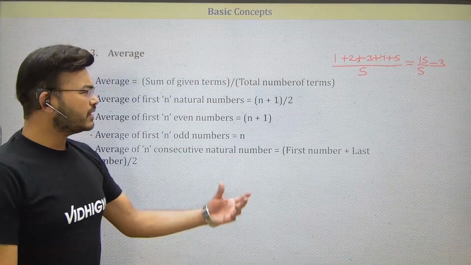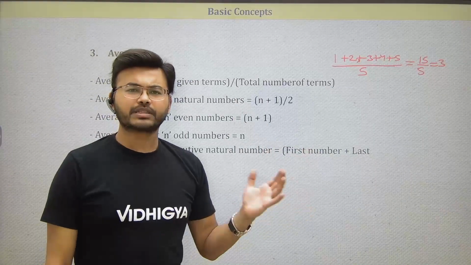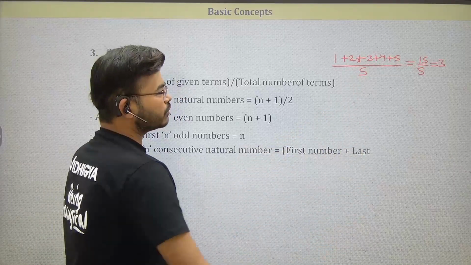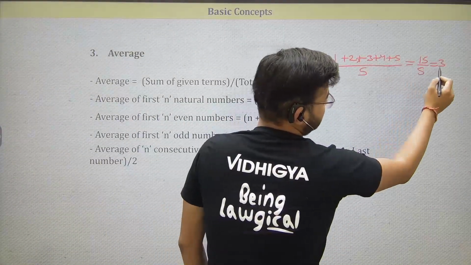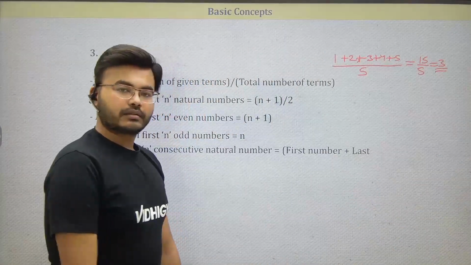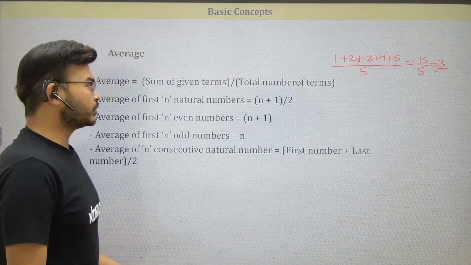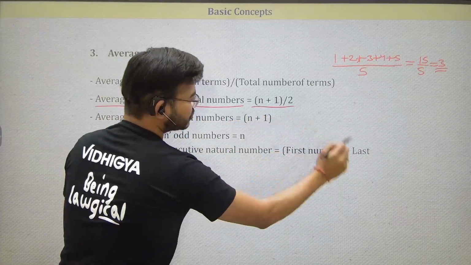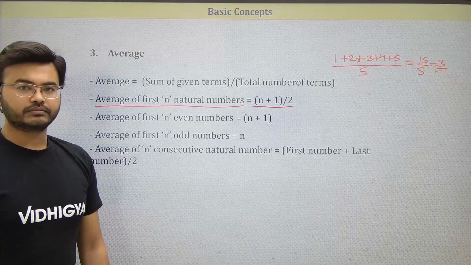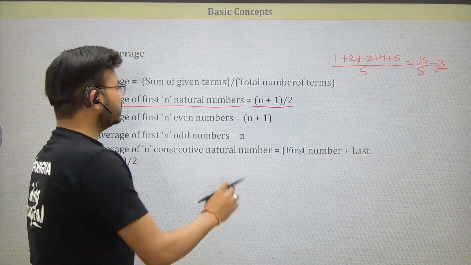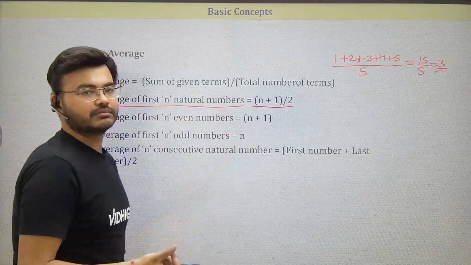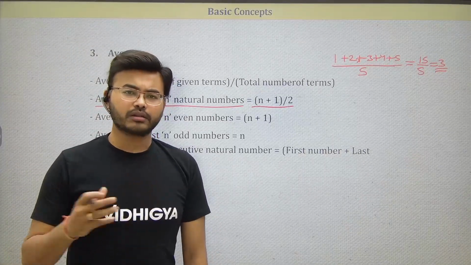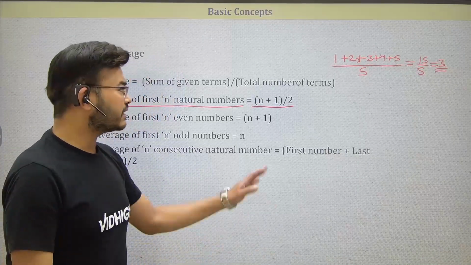Okay. Similarly, for any number of terms that are given to you, simply add those terms, divide by the number of terms, and you will get the average. So the average of these five numbers comes out to be 3. Next important concept to understand is that the average of the first n natural numbers is n plus 1 by 2. Why so? Because natural numbers start from 1, 2, 3, all the way till infinity.